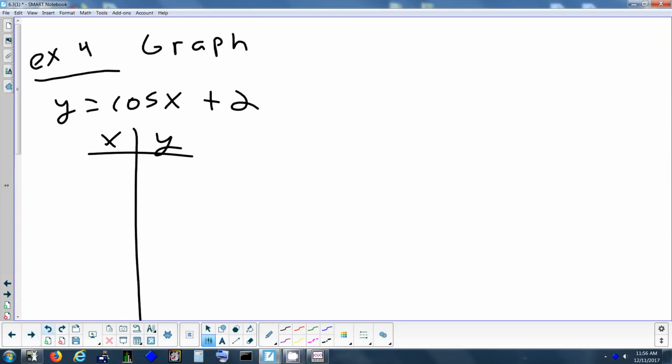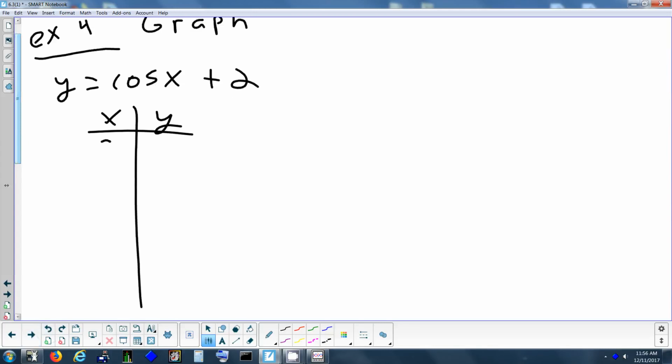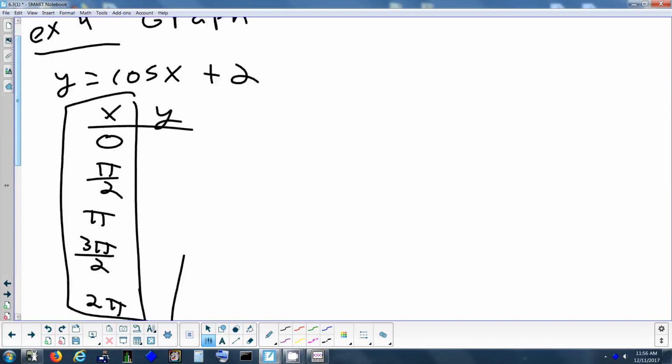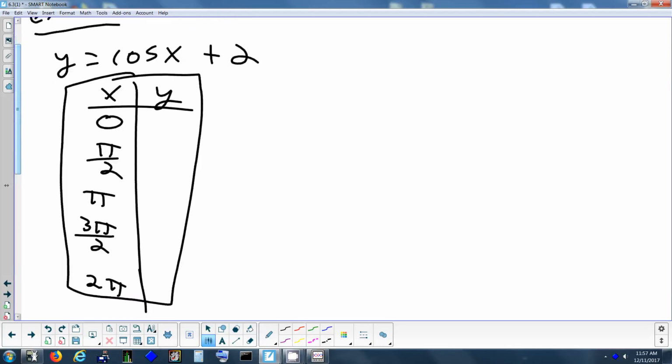Which column? Yes, x's. Can you tell me what my x's are, Kevin? 0, pi over 2, pi, 3 pi over 2, and 2 pi. All right. Now, off to the side, I'm going to put my original cosine, not in the table. But can someone remind me, what were my original y's for cosine? 1, 0, -1, 0, 1. Yep, 1, 0, -1, 0, 1. And what are we going to do to all of those?